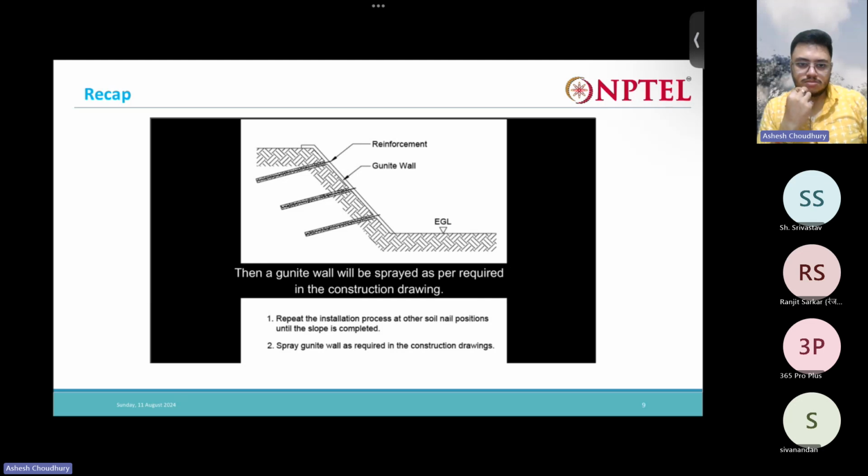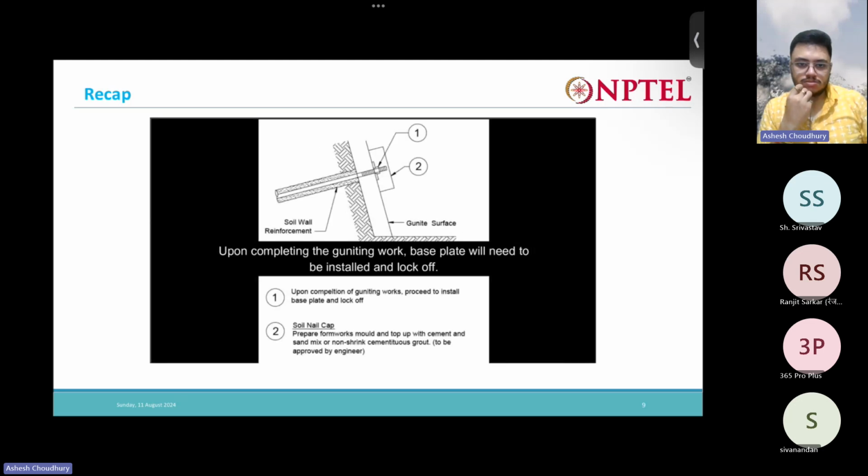Then a gunite wall will be sprayed as required in the construction drawing. Upon completing the gunite work, the base plate will need to be installed and locked off. Then we will prepare the formwork mold and top out with cement and sand mix to construct the soil nail cap, which will look something like the second picture, which I will show in a second.